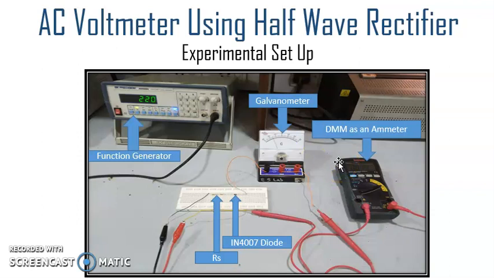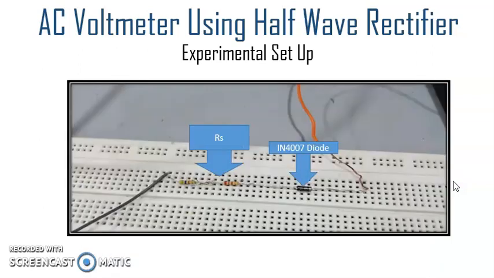So what do we intend to cross verify? We intend to verify that if we get the full scale deflection on the galvanometer, the current on the ammeter should be 0.30 milliampere. Similarly, if there is half scale deflection on the galvanometer, it should be equal to half of the full scale deflection, that is 0.15 milliampere. If we get to cross verify these two things, then we can say that we have successfully constructed an AC voltmeter using half wave rectifier. So this is the close view of RS connected to a diode, that is the IN4007 diode.